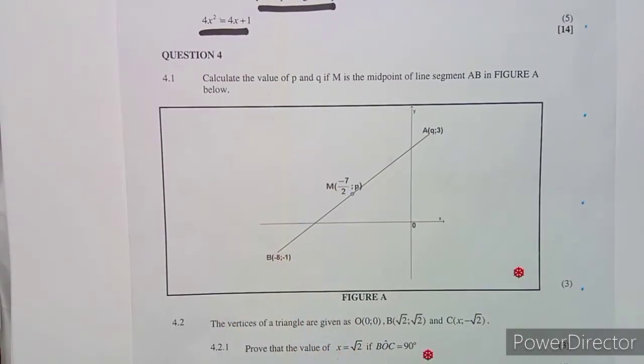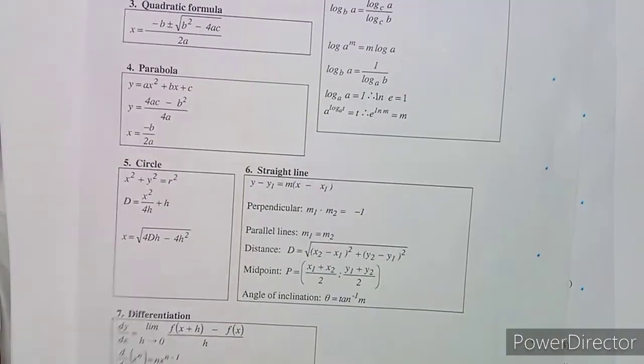All right, then on question number 4, there we've got nothing. Given that, calculate the value of p and q if M is the midpoint. So as you can see, you're given a Cartesian plane and M is the midpoint. So remember, guys, you'll be having your formula sheet. Do I have it here? But there you can just use your formula sheet. Actually, let me just show you 1 or 2 here.